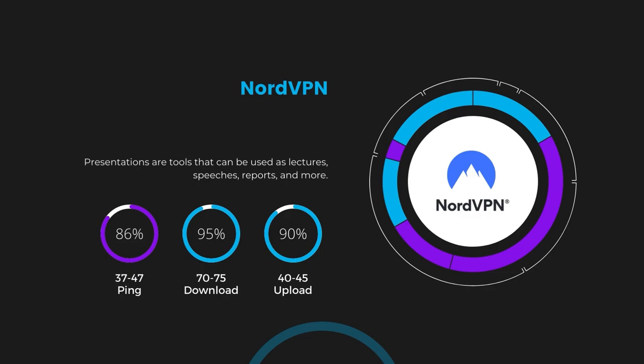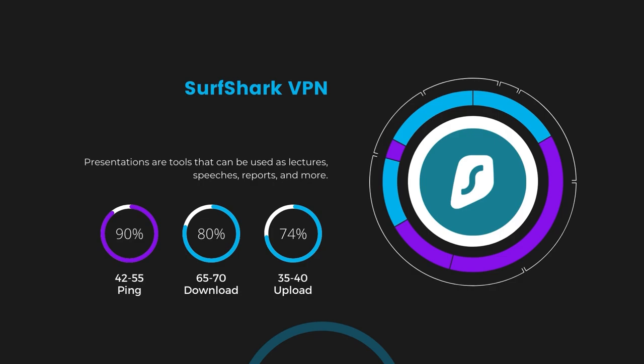This efficiency is attributed to NordVPN's NordLynx protocol, ensuring residents of Winnipeg can enjoy rapid online activities and streaming with minimal interruption. Next in line is Surfshark, which exhibited a more considerable effect on ping, maintaining it within the 42 to 55 milliseconds range. Surfshark stands out for its negligible reduction in download and upload speeds, which are at 65 to 70 megabits per second and 35 to 40 megabits per second. This makes Surfshark a strong option, particularly with its offer of unlimited simultaneous connections.